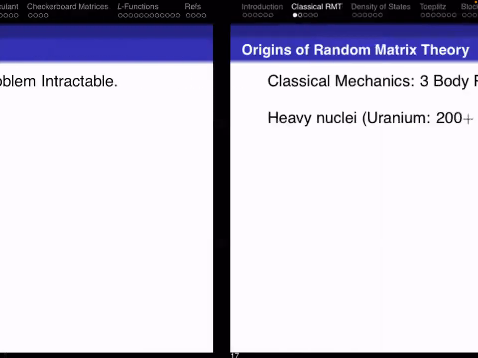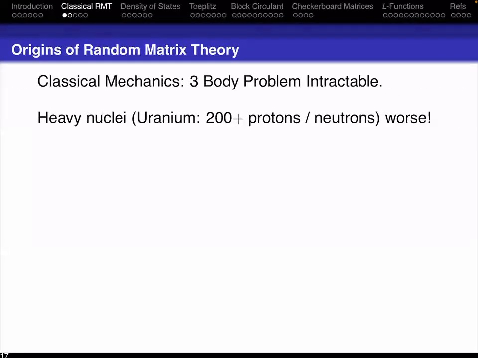So imagine how much worse it is when you have something like uranium with over 200 protons and neutrons and a much worse force than gravity. How are we going to make any progress in something like this? Well, this goes back to one of the themes we've been seeing in this class: if you can't exactly solve something, can you model it? Can you create some kind of random process that does a really good job?